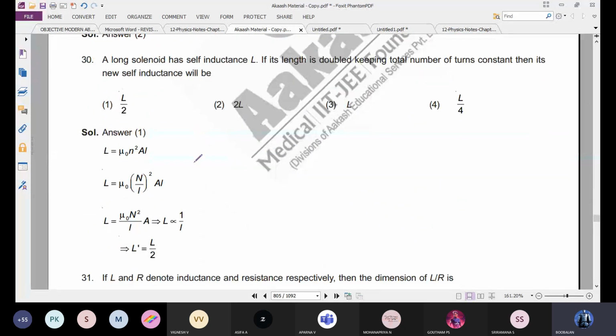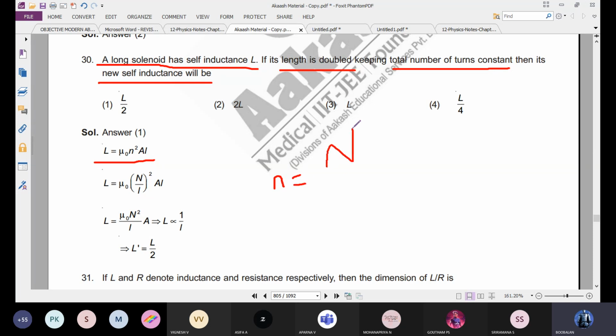Maximum self-inductance and mutual inductance, they will ask questions like this now. A long solenoid has a self-inductance L. The length is doubled, the total number of turns is constant. Then what will be the new self-inductance? The L formula is L equals mu naught N square A by l. Just now I said small n means the total number of turns per unit length, capital N divided by l.